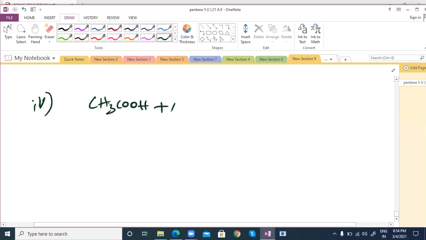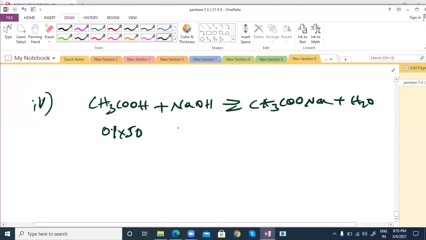CH3COOH plus NaOH. What will we get here? CH3COONa. The equation is the same. Then 0.1 into 50 is 5, and 0.1 into 50 is 5. Neither is the limiting reagent here, so they are completely reacted. This is 0, but this is 5.